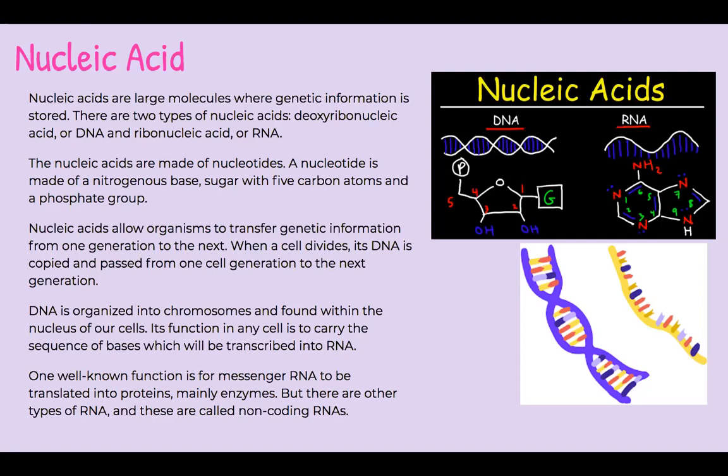A nucleotide is made up of a nitrogenous base, a sugar with 5 carbon atoms, and a phosphate group. The nucleic acids allow organisms to transfer genetic information from one generation to the next. When a cell divides, its DNA is copied and passed from one cell generation to the next generation. So on the right, you can see the big differences between DNA and RNA, the biggest being that DNA is double-stranded and RNA is single-stranded. And that DNA contains genetic information, while RNA helps that genetic information be expressed within a cell.